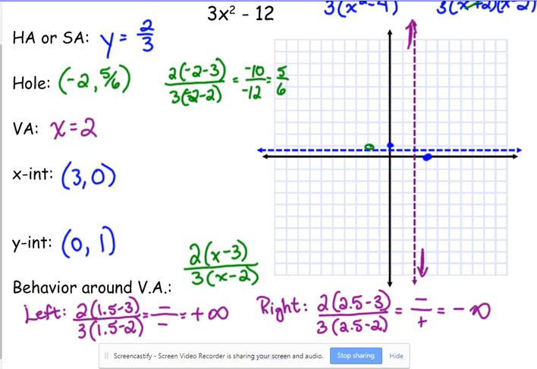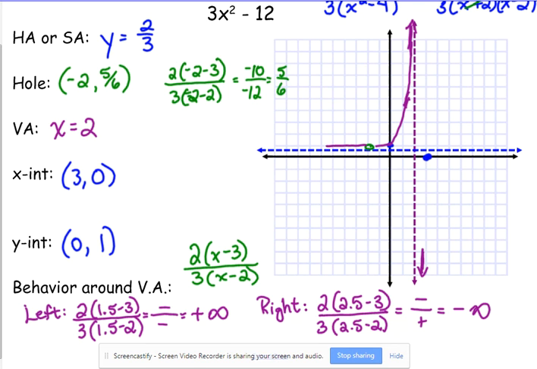So pretty much at this point, I've got enough information that I can kind of connect the dots, so to speak. Okay, I'm going to connect my behavior around my vertical asymptote to my y-intercept there, to my hole. Now don't just run through the hole.